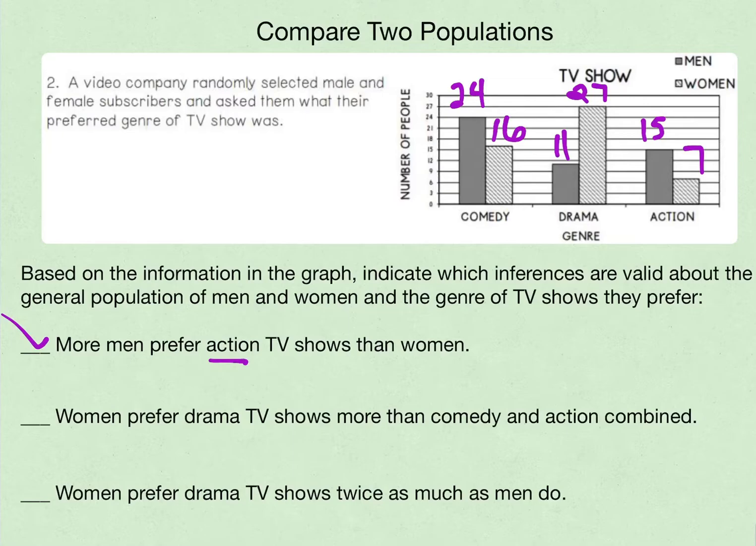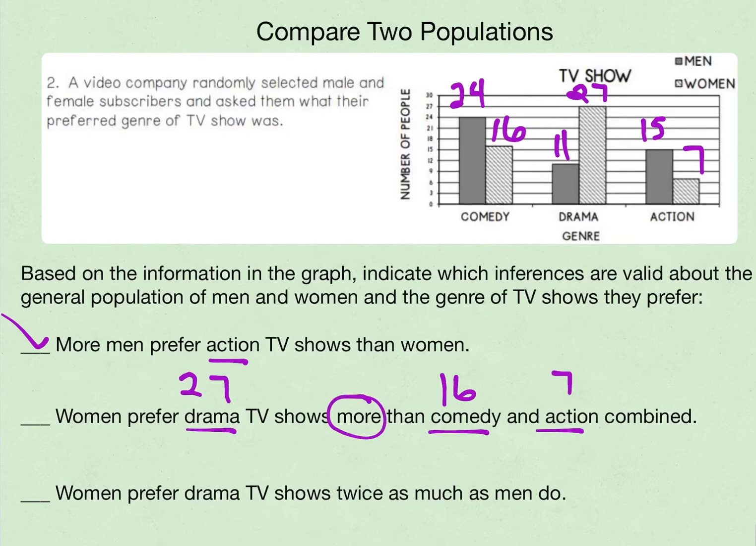Women prefer drama TV shows more than comedy and action combined. So this one, we're just staying with the women population, but we are looking at the different genres between them. So we're looking at drama, comedy, and action. So I already have the bars labeled, so I'm also going to write the numbers in my statement here. So for drama, for women, remember it's the striped one, we have 27. For comedy, we have 16, and for action, we have 7.